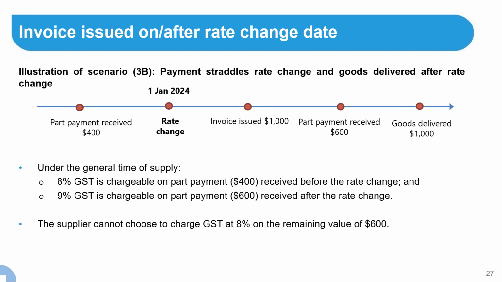Moving on to scenario 3B, the supplier received part payment of $400 before the rate change date, issued the invoice after the rate change, and received the remaining payment of $600 before he delivered the goods to the customer. Under this scenario, according to the general rule, GST shall be charged at 8% on $400 received before the rate change date and 9% on $600 received after the rate change date. The supplier cannot choose to charge 8% GST on the remaining value of $600.